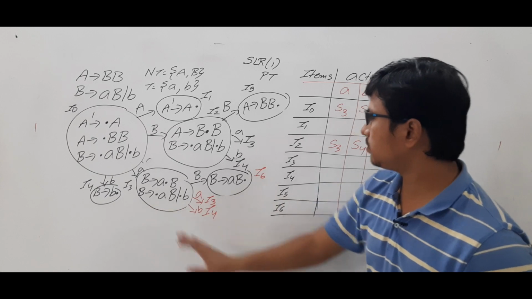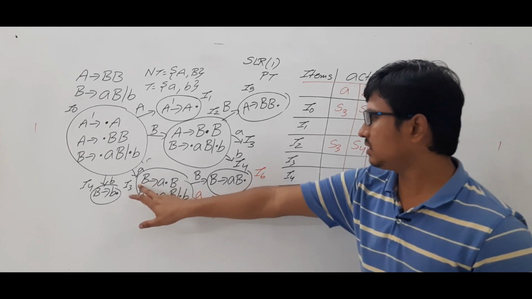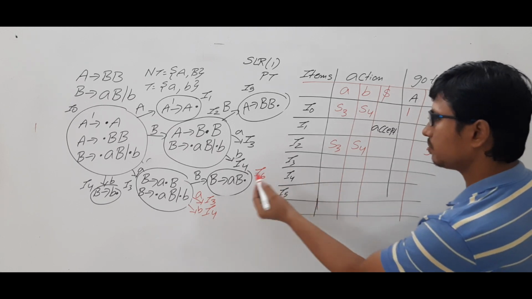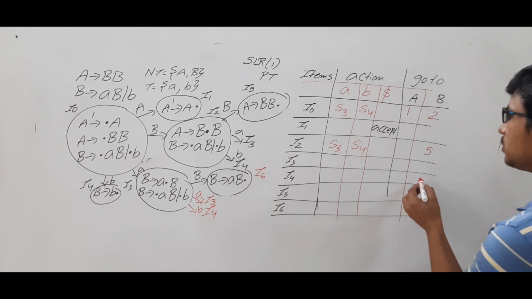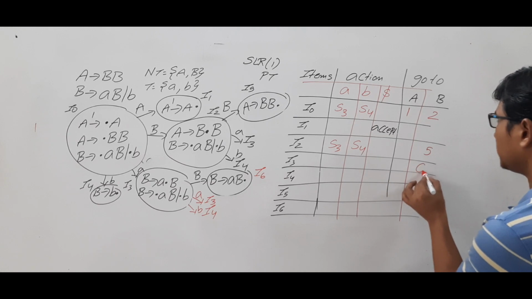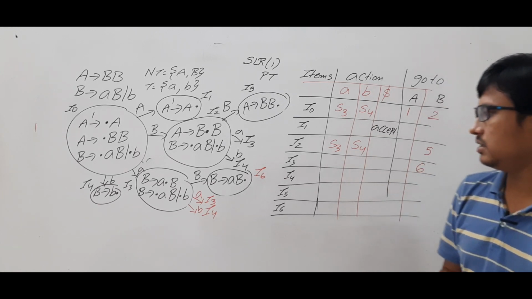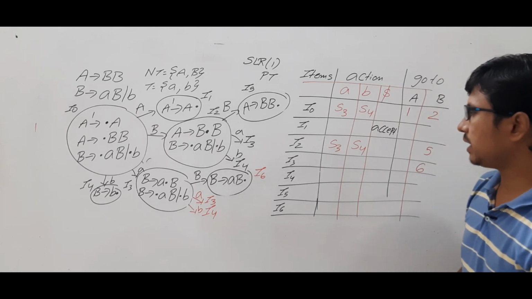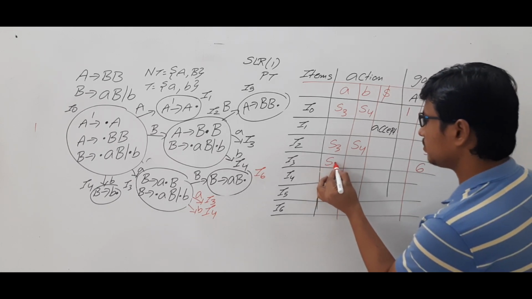Now come to item number 3. I3 on B, you are going to I6, so you will write here 6. Is it clear? Now I3 on small a, you are going to I3 only, which is nothing but S3.